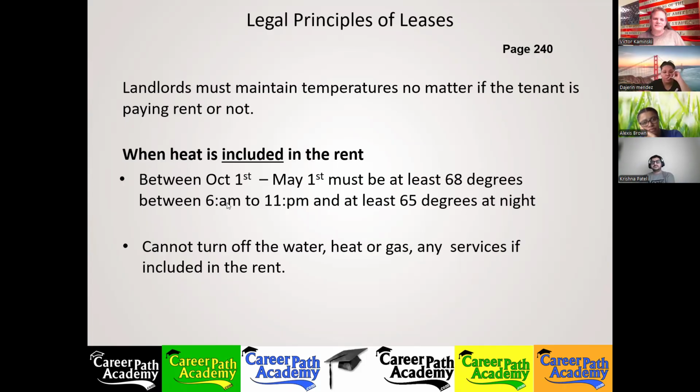But see, that's sometimes an issue. But hey, even when people pay the rent, sometimes the landlords try to cheap out with the heat, the cost of oil and all that stuff if they got a big boiler, you know. So there's certain conditions that they have to maintain. You can't turn off the water, heat, or gas or any services if it's included in the rent.